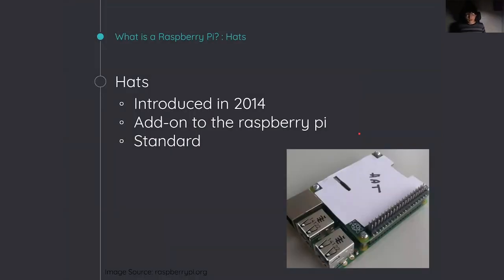So Raspberry Pi has something called HATs. They were introduced in 2014, and they are a standard that the Raspberry Pi Foundation made. So if you ever do a project, you can have the same pinout between Raspberry Pis. It's been the same since the beginning, and whatever hat was made for the Raspberry Pi, let's say 1 or 2, is going to work for the 3 or 4.